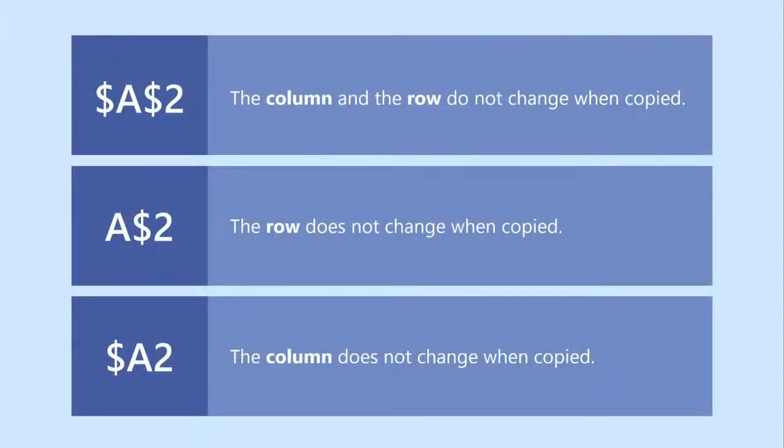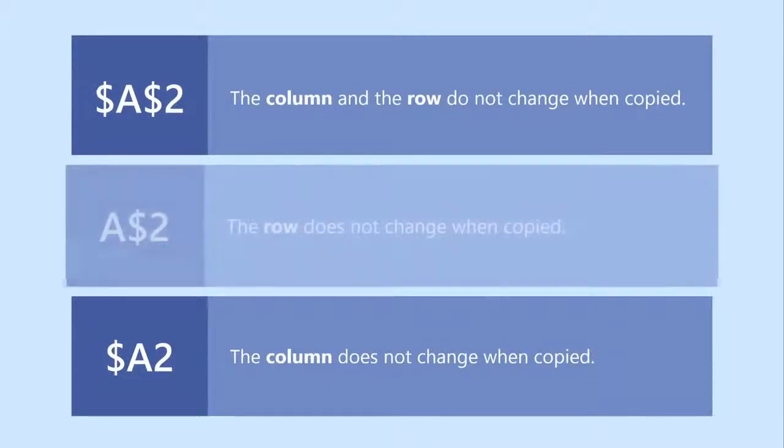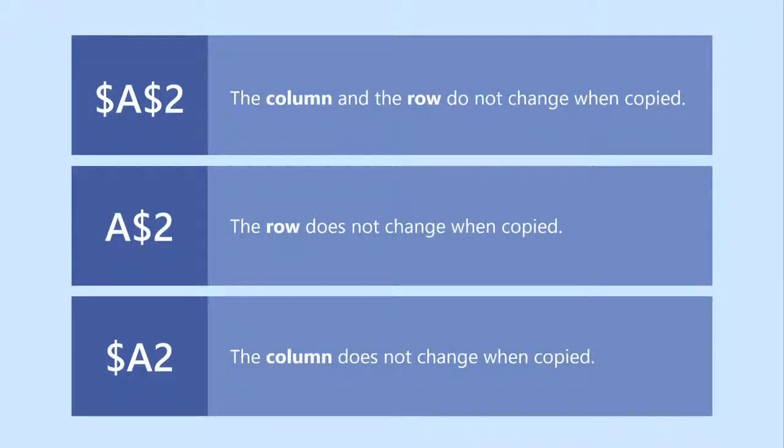Absolute references have a $ sign placed before the column, row, or both to keep them from changing when you copy the formula to another cell. To keep the column and the row from changing, place a $ sign in front of both. To keep only the row from changing, place a $ sign in front of the row only. To keep only the column from changing, place a $ sign in front of the column.